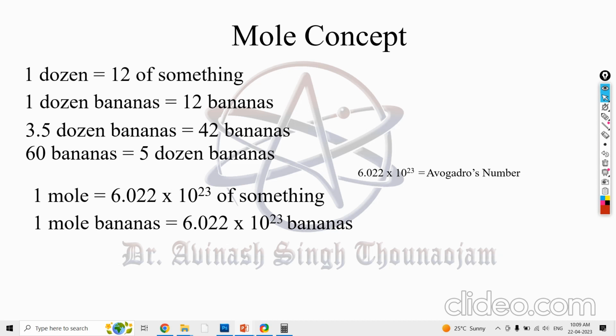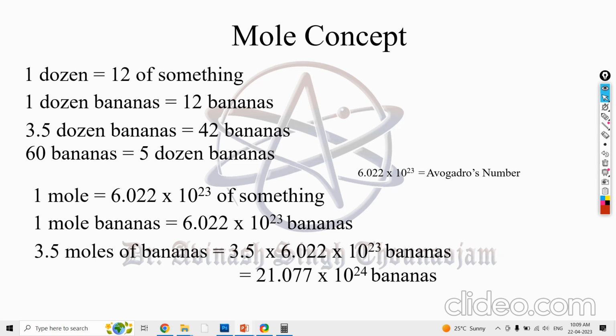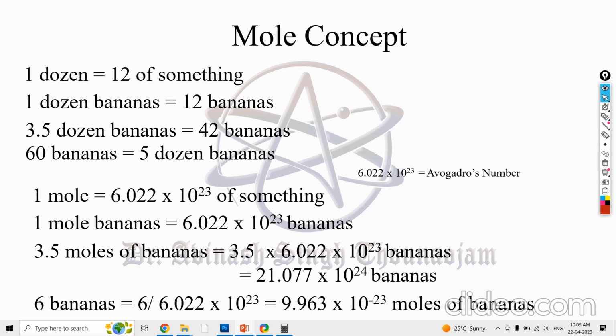So 3.5 moles of banana would mean 3.5 into Avogadro number. So 21.077 into 10 raised to 24 bananas. And we can do the same maths in the reverse way. 6 banana would mean 6 divided by that conversion number, which is our Avogadro number. So 6 banana is 9.963 into 10 raised to minus 23 moles of banana.